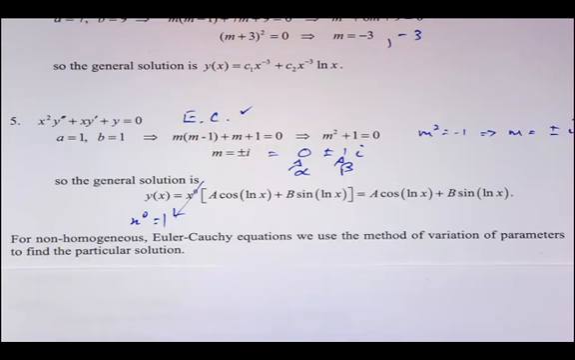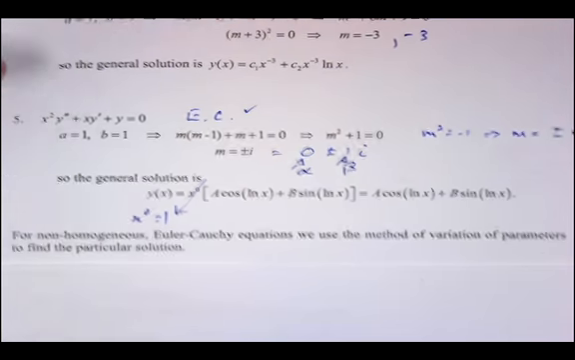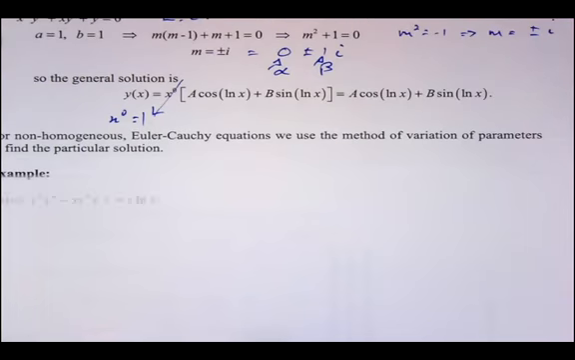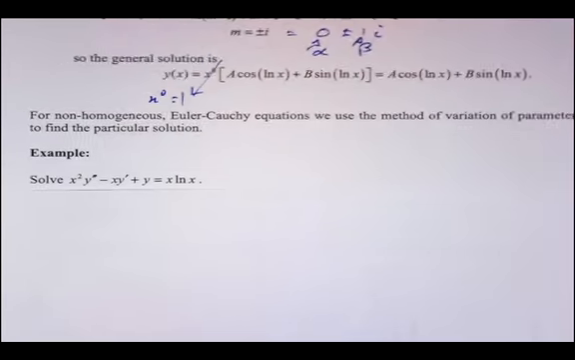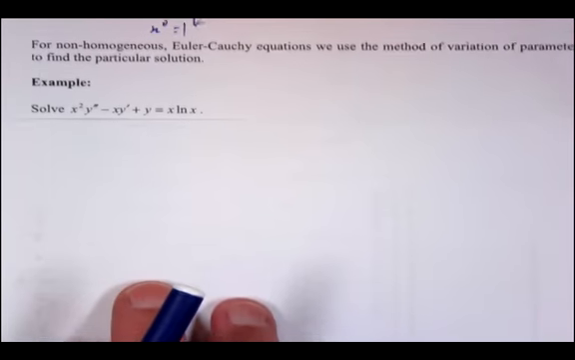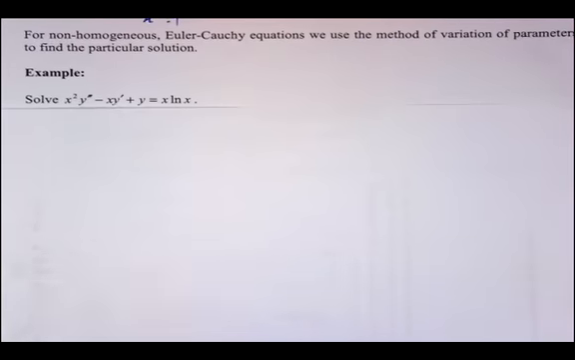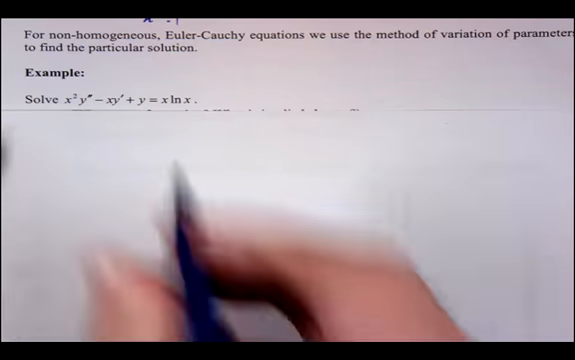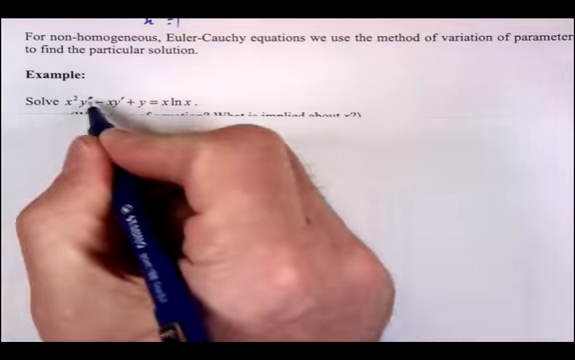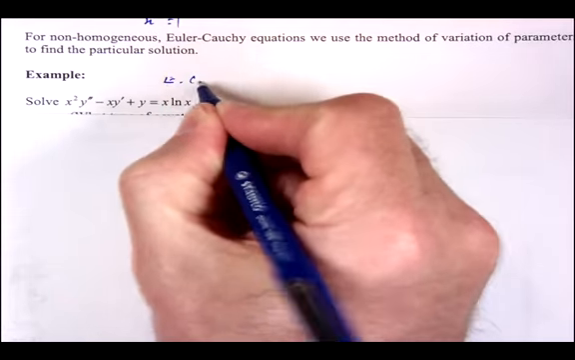Okay. Let's look at this example then. So the first question is, is it Euler Cauchy? Yes or no? Obviously, because that's what we're doing, but yes, we have checked the power of the x matches the derivative. So yes, it's Euler Cauchy.